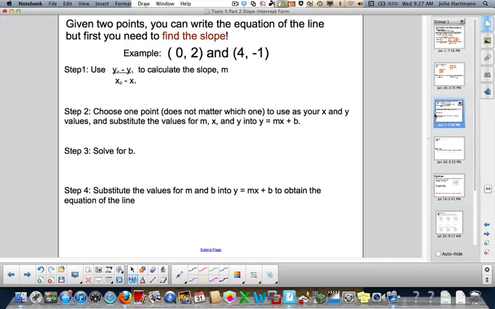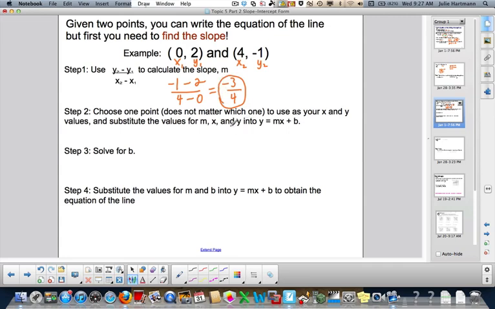Now we're going to be given 2 points. You can write the equation of the line, but first you need to find the slope. Okay, so one extra step here is to find the slope. We've done this before, x1, y1, x2, and y2. So to find the slope, y2 minus y1 over x2 minus x1. -1 minus 2 is -3, 4 minus 0 is 4. So -3/4 is our slope.